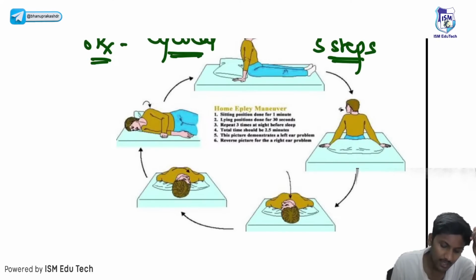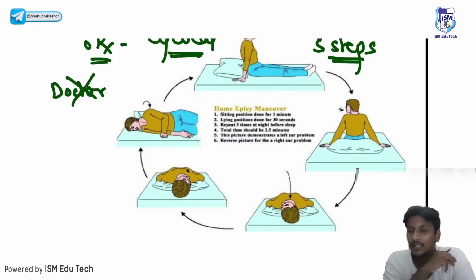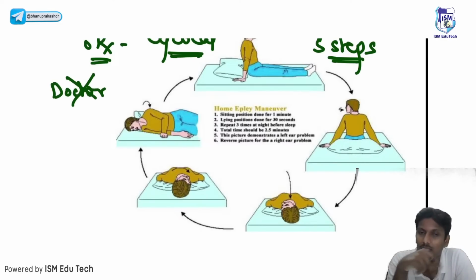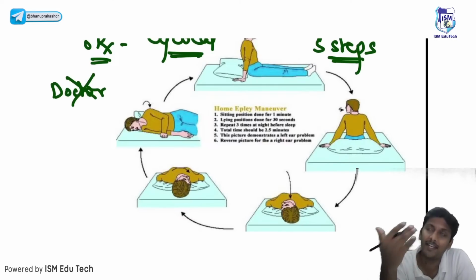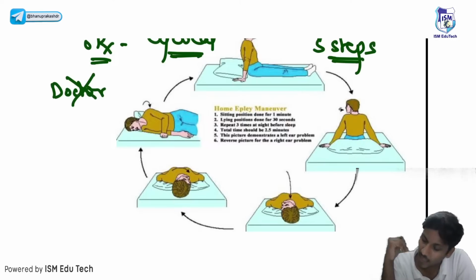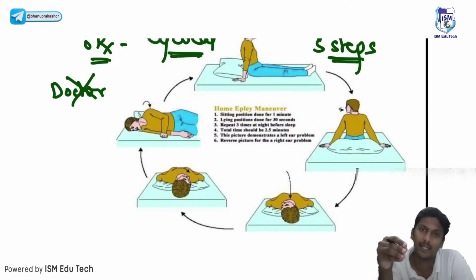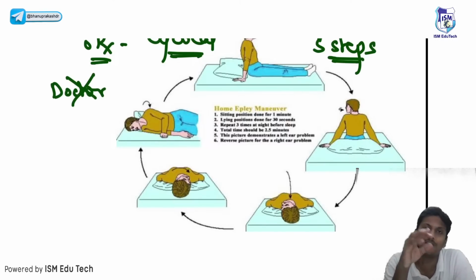And here you can see there is no doctor or examiner present. No doctor, because this is done by the patient himself. Here the patient is asked to turn his head and change his position in various directions so that the otoconia or otoliths which went into the semicircular canal come back and stick to the macula again, and the patient's vertigo will stop. That's the important thing.